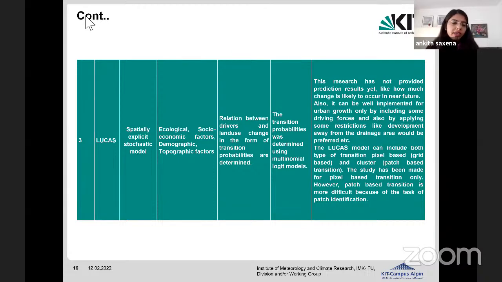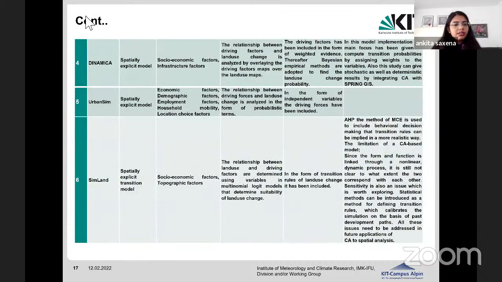The second thing is the method they are using to drive. Sometimes these multinomial regression relationships are not sufficient to give the exact information, which is why they are lacking in some aspects. Dynamica is another model which considers socioeconomic factors and infrastructure factors, and can be handled in GIS also. UrbanSim is specialized for urban growth models. And SimLand is another model which considers socioeconomic factors and topographic factors.